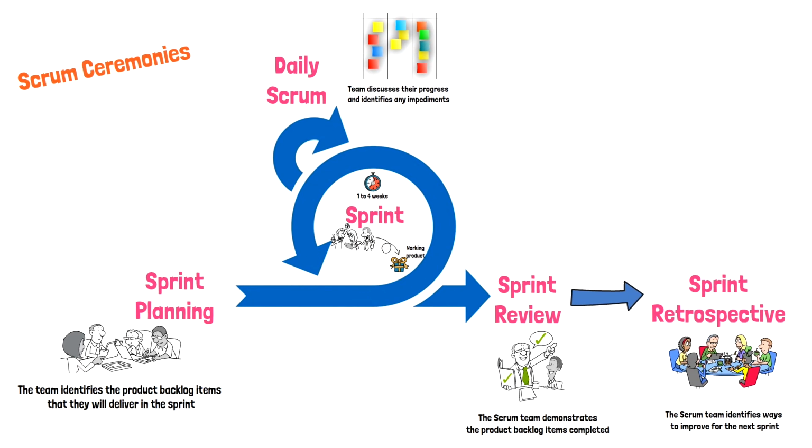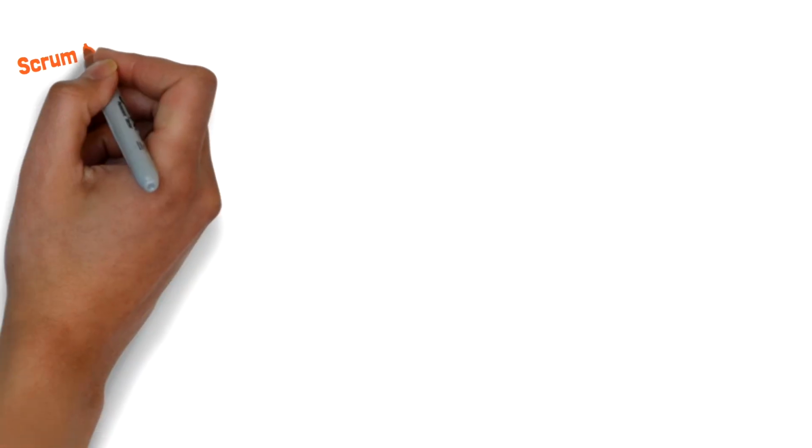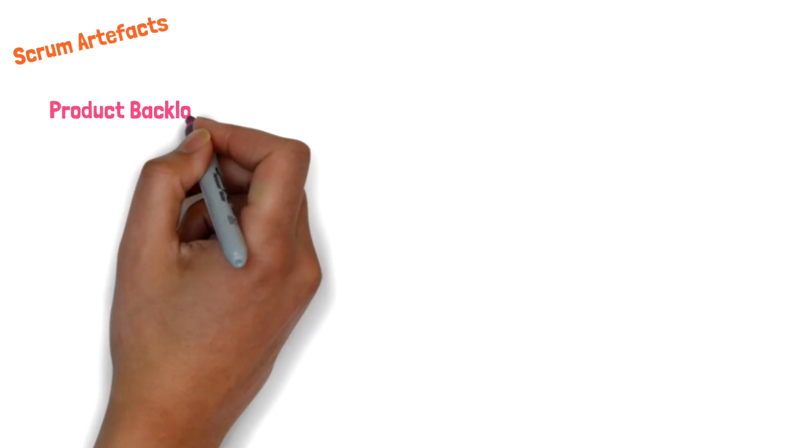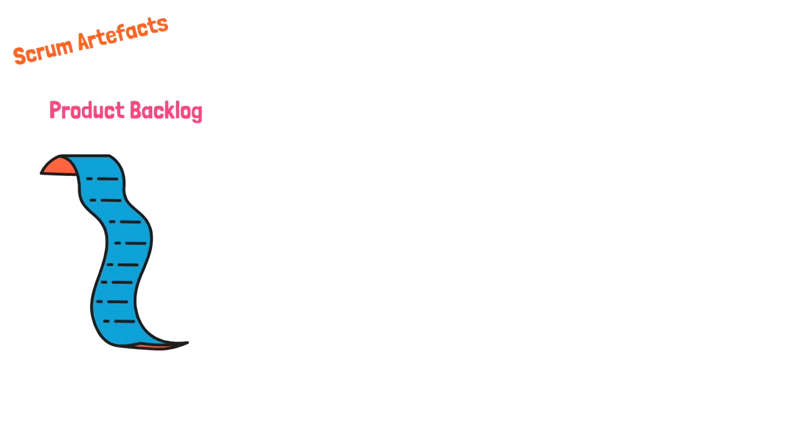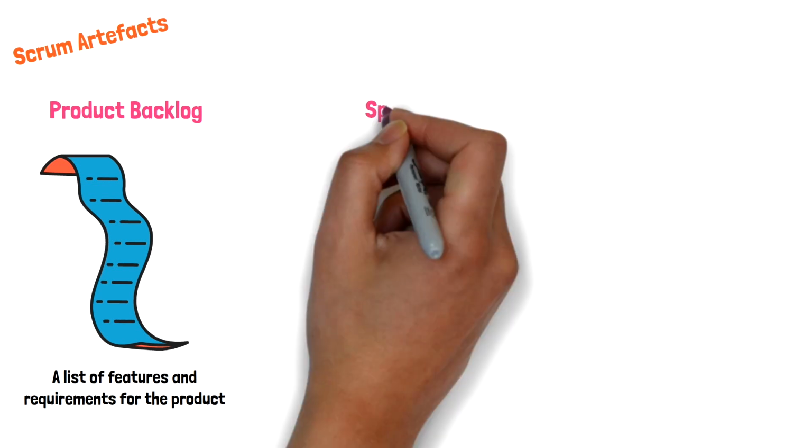Scrum has 3 key artifacts. Product backlog. The product backlog is a list of features and requirements for the product. It is the single source of work undertaken by the Scrum team.